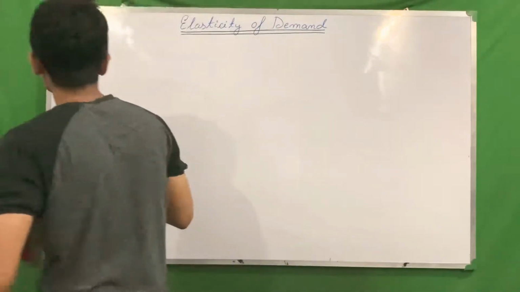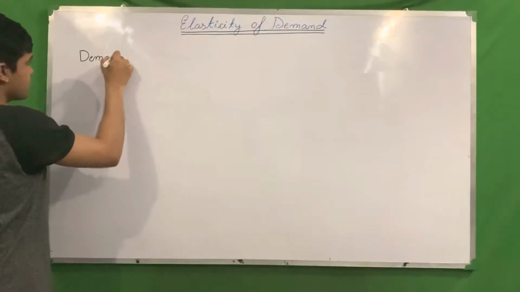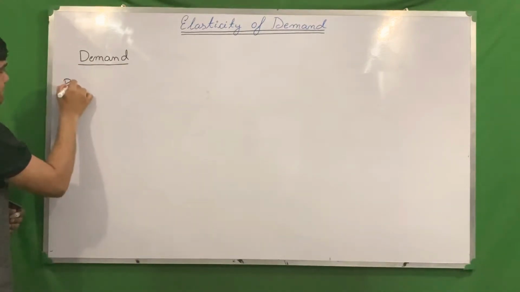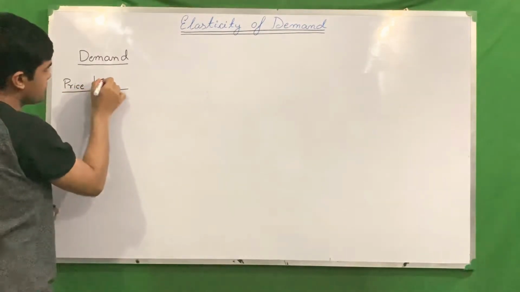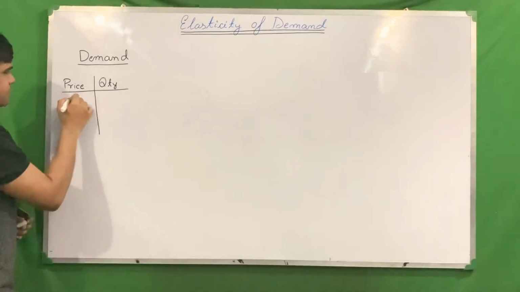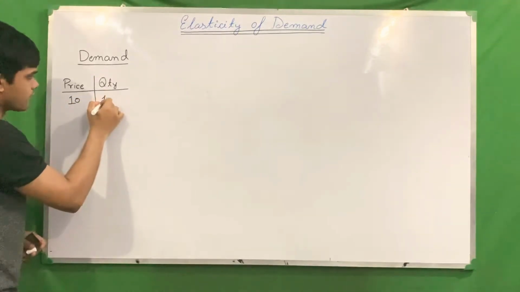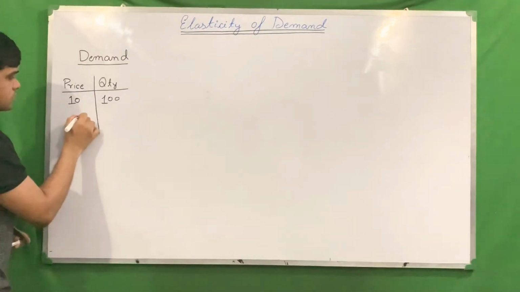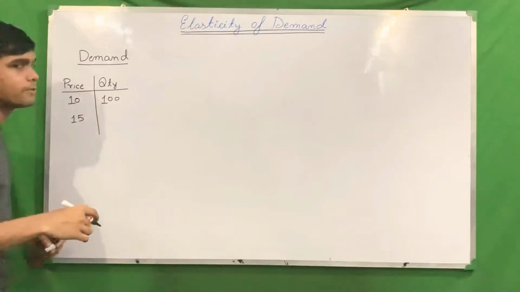So basically, in this demand chapter, what did you study? Can you remember? Basically, in demand chapter, we had this price and quantity schedule. Okay. Suppose price is 10 rupees of the chips. Quantity demanded in the local area is 100. Okay. Fine. Now the price has risen to suppose say rupees 15. Okay. So what will happen to quantity demanded?